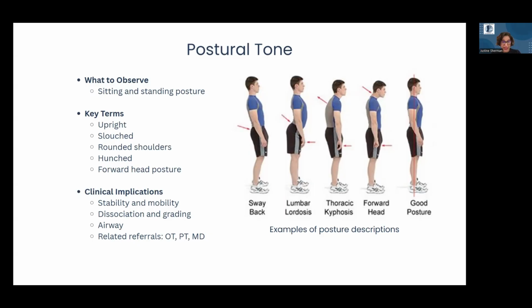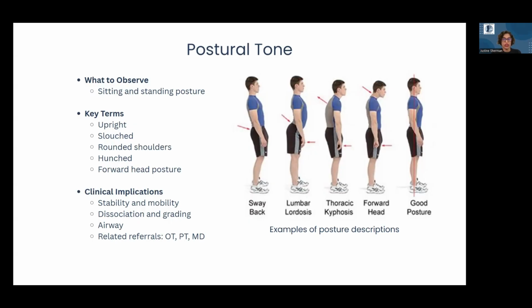First, we observe at rest, not on command. So, I watch the client walking into the room, sitting in the chair, waiting between tasks, and this gives me far more information than if I ask them to sit up straight. And what I'm observing is upright versus slouched posture. And I'm asking, is the head stacked over the shoulders or is it forward? Are the shoulders rounded or internally rotated? Is the trunk supported or is it collapsed? And you can look at all those in these pictures here.